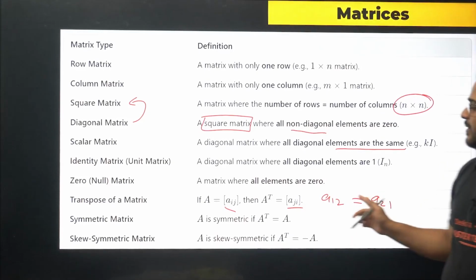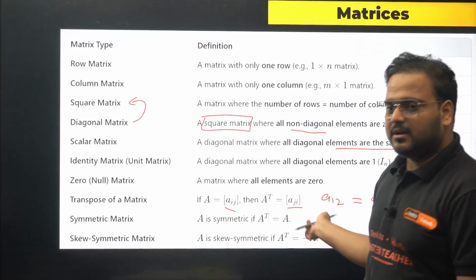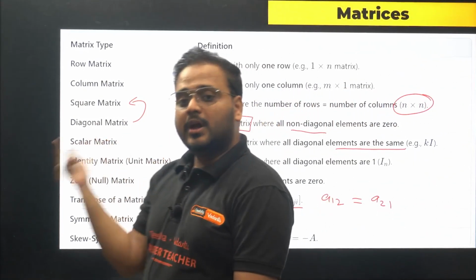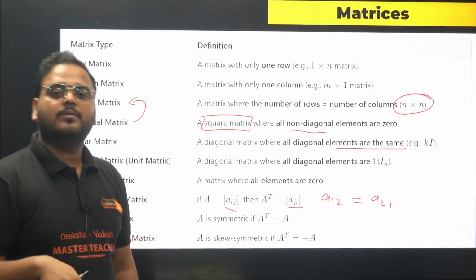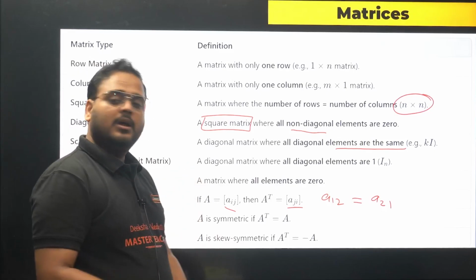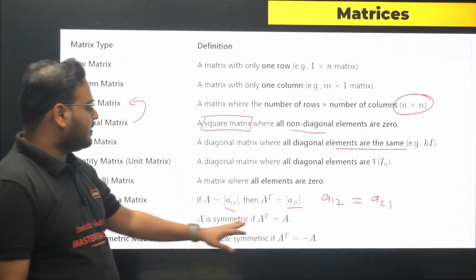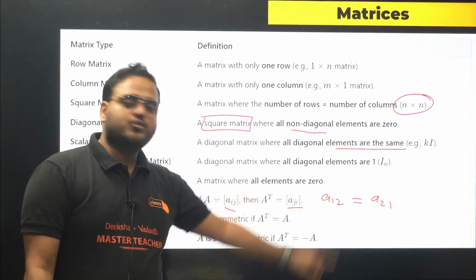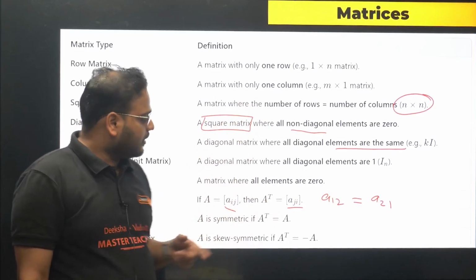So all the elements in the given matrix have to be taken like that: A12, A21, A13, A31, A41, A42, like that. A23, A32. So all the elements have to be taken in that format. Replace that. So A12 becomes equal to A21. Replace it, switch it.